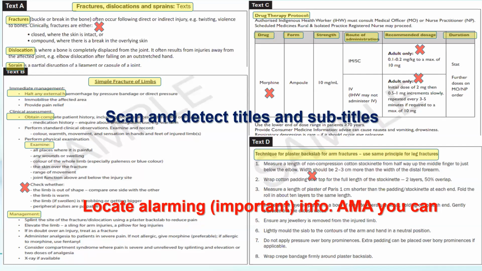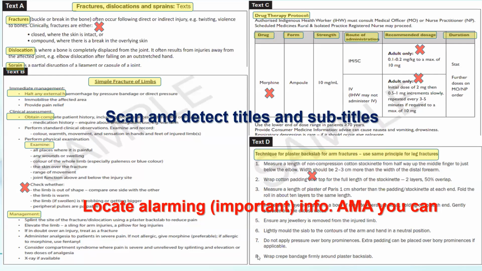Then in this third text, C, drug therapy protocol, we have this drug, morphine, and we have two dosages for adults. But we have up to three types of route of administration: intramuscular, subcutaneous, IV. Then in the last part, in text D, technique for plaster back slab for arm fractures, use same principle for leg fractures.